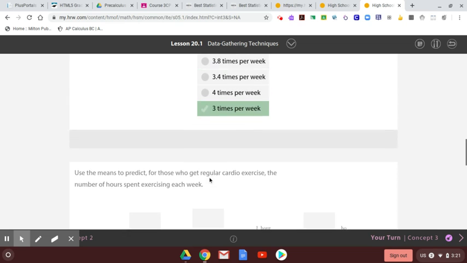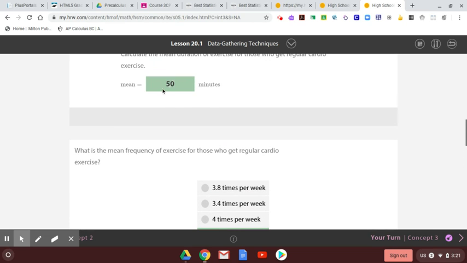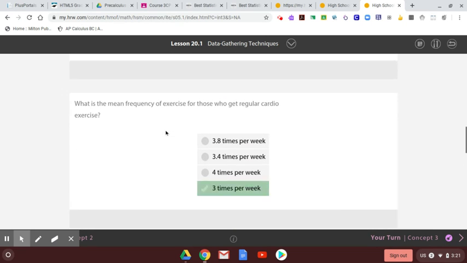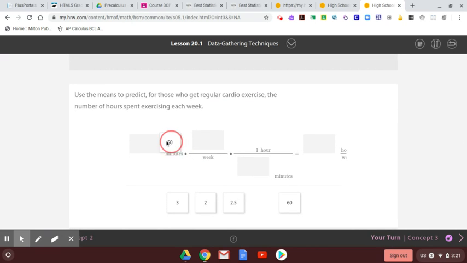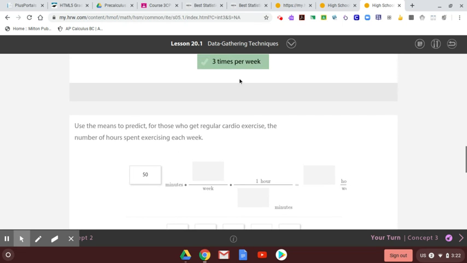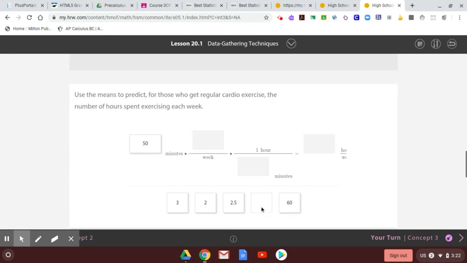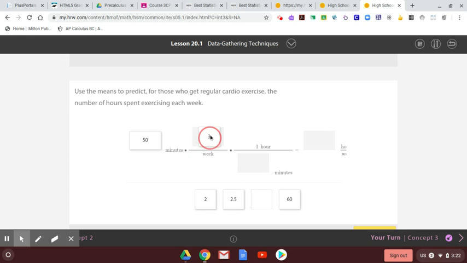All right. So we already figured out the average number of minutes in part A up here, 50 minutes. So I'm going to scroll down and we're going to take our 50 and drag it over here. And then the average number of times per week we said was 3 times per week. So we're going to go to our 3, drag it there.